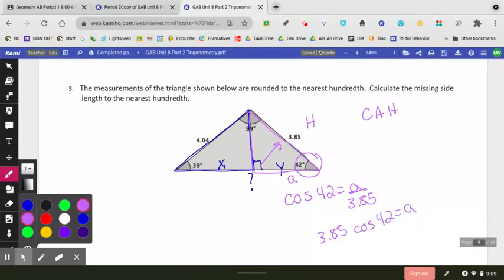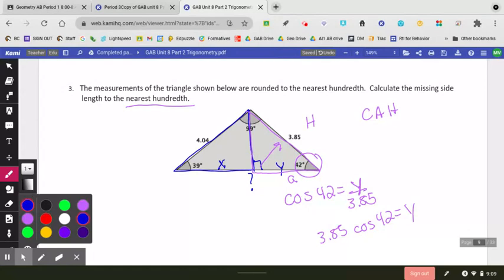Now it says to round to the nearest hundredth, but I should only round at the very end. So I'm actually going to leave a as that. Or not a, sorry. I called it y. I don't know why I switched, because I labeled it adjacent.